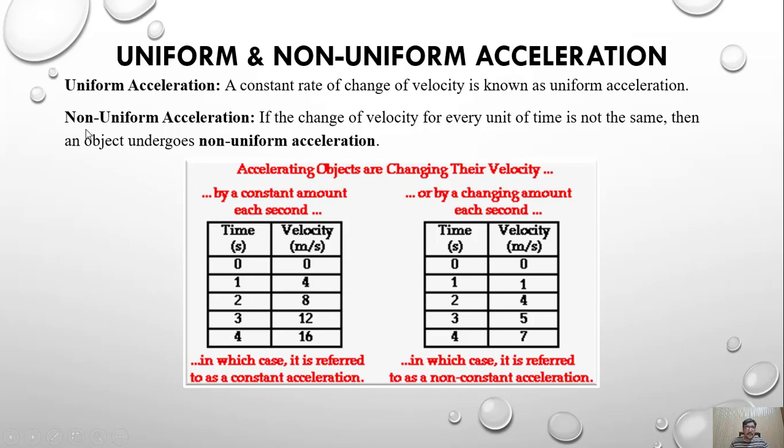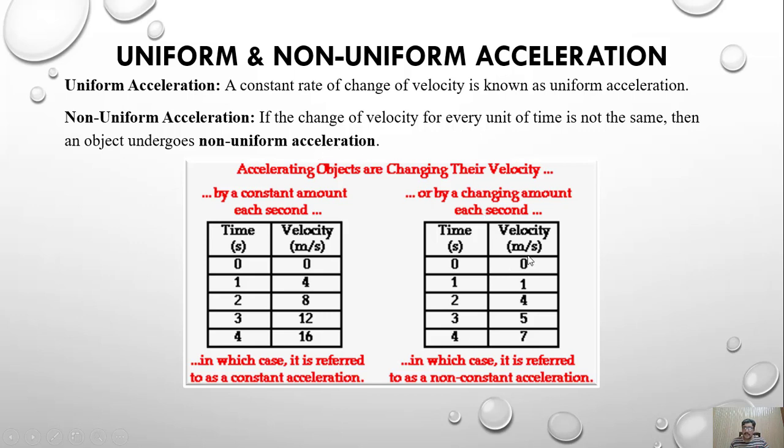If we come to non-uniform acceleration, it is the opposite of uniform acceleration. How is it opposite? If the change of velocity for every unit of time, for every second, is not the same, then the object undergoes non-uniform acceleration.